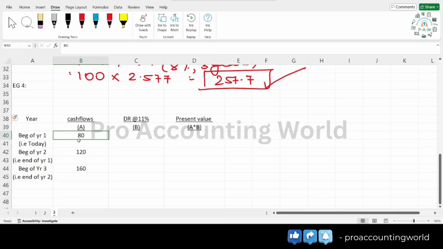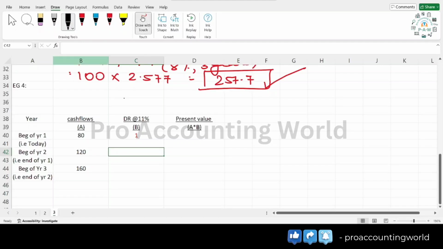Now, 80 will take place at the beginning of year 1. Beginning of year 1 means today. Today, guys, when you are transacting anything today, there is no time value of money. So for today's payment, your discount rate will be equal to 1. Always the discount rate as on today will be 1 because there is no time value of money. Beginning of year 2. Can I say beginning of year 2 is as good as end of year 1? So guys, for end of year 1, how much will be your discount rate?